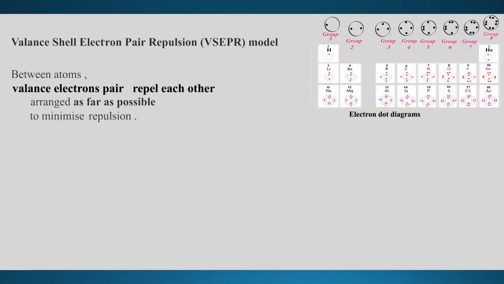We see between atoms, there is a valency electron pair. These valency electron pairs try to repel each other and arrange as far as possible to minimize this repulsion. Valency electron pair means a pair of electrons on the outside shell of an atom.